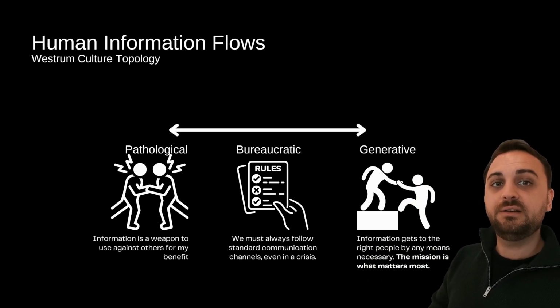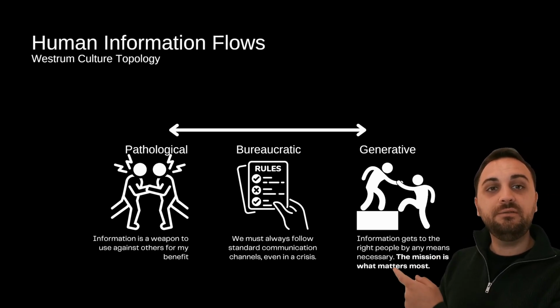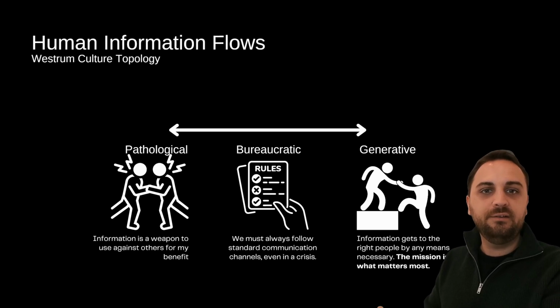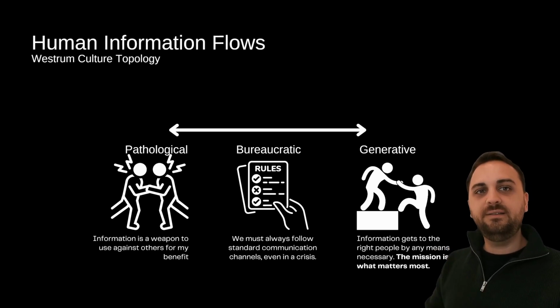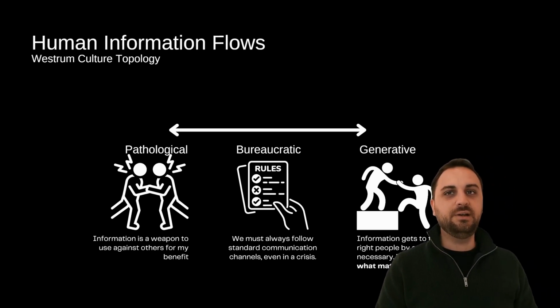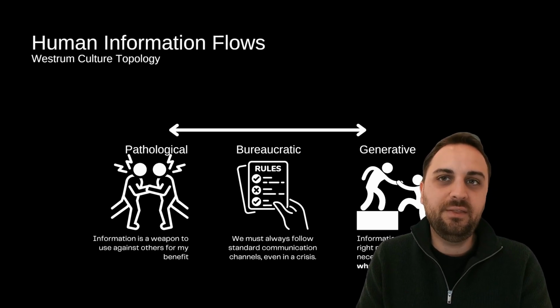So information gets to the right people by any means necessary. The mission is what matters most. In a generative organization, the police would have just phoned the firefighter and said, hey, I'm going to fix this. We're going to get you out. A generative organization asks, how can I help you? It's hard to find this, and it's also hard to be generative in a bureaucratic or pathological organization, but you can go so much faster in a generative organization than in those other two.